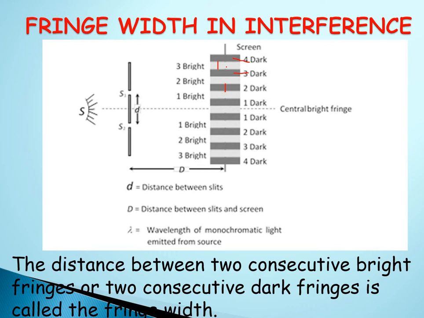Always remember, a dark fringe will be sandwiched between two bright fringes, or a bright fringe will be sandwiched between two dark fringes. So if you take the distance between two bright fringes, you will get the width of a dark fringe. If you take the distance between two dark fringes, two consecutive, that word is very important, you will get the width of the bright fringe.